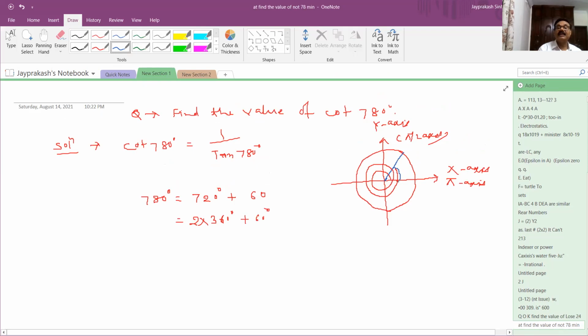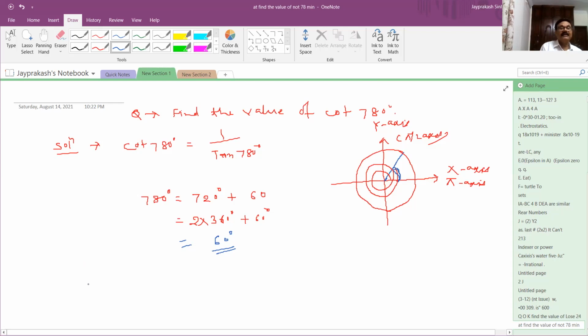So now this angle is 60 degree. After doing two rotations, you are coming to the same place, you are getting the same angle. So 780 degree is nothing but equal to 60 degree. Whatever value you get for 60 degree, the same value you will get for 780 degree, because you are reaching the same place after two rotations. 720 plus 60.